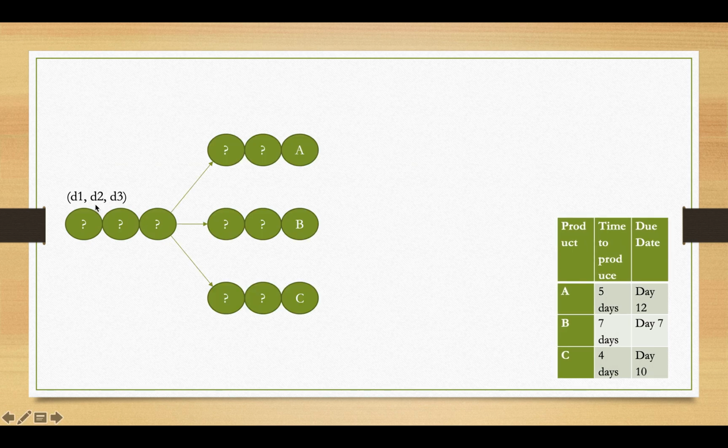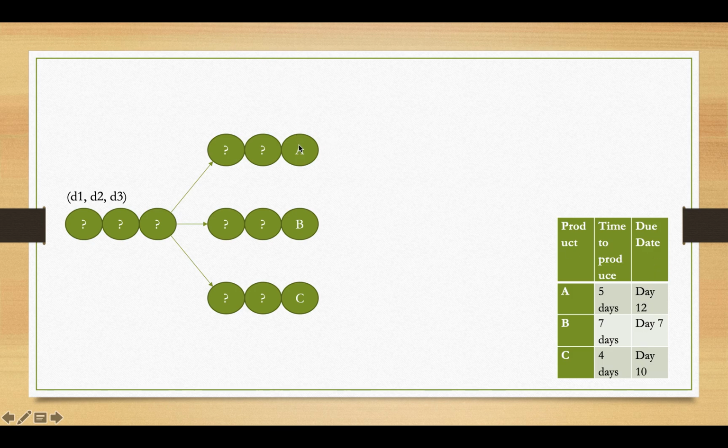As you can see here, there are 3. The first step is to map out all the possible solutions, which is if we produce product A last, if we produce product B last, and if we produce product C last. Now, if we produce product A last, we have to find the total delay time that it gives us. In order to find this, we add all the products' time to produce, which is 5 plus 7 plus 4 equals 16, and subtract their respective due date.